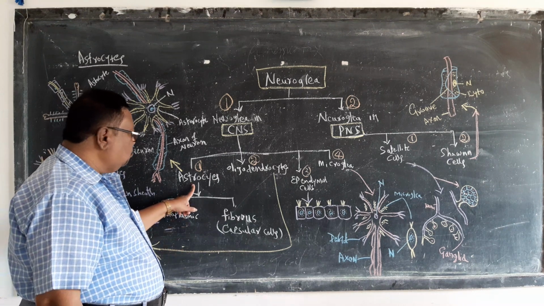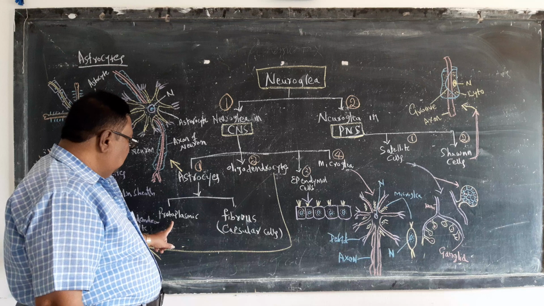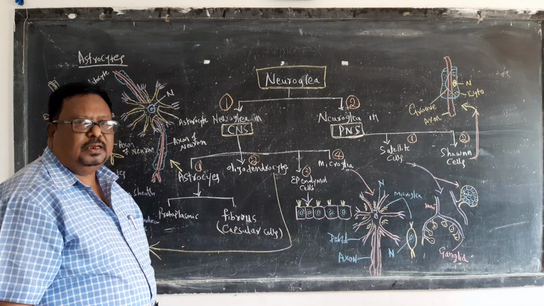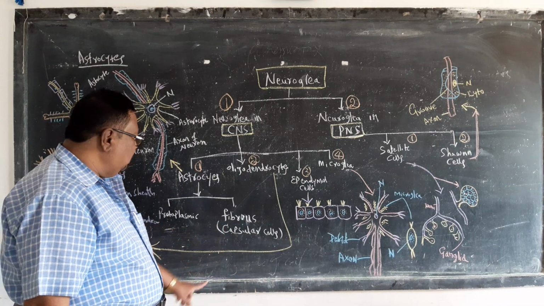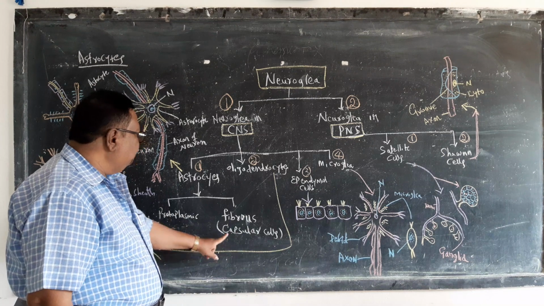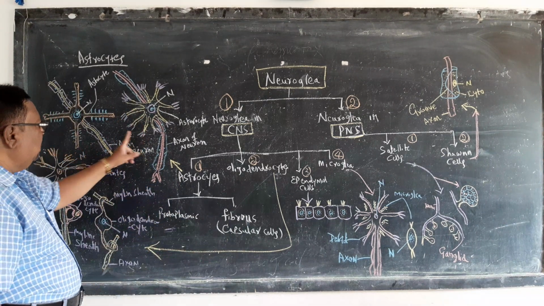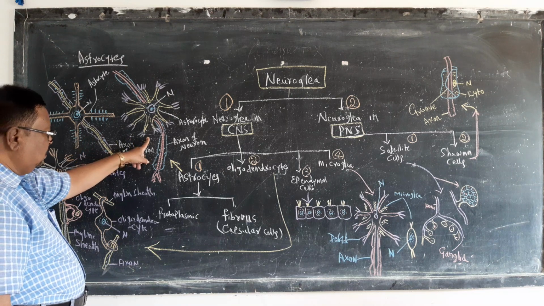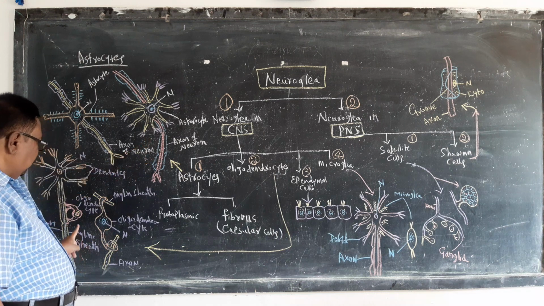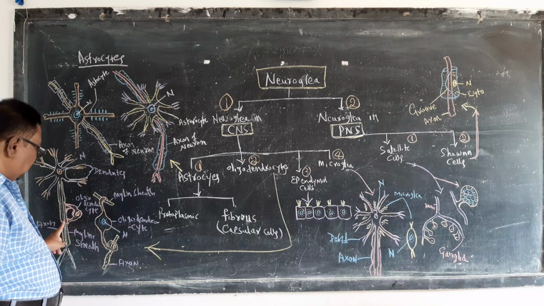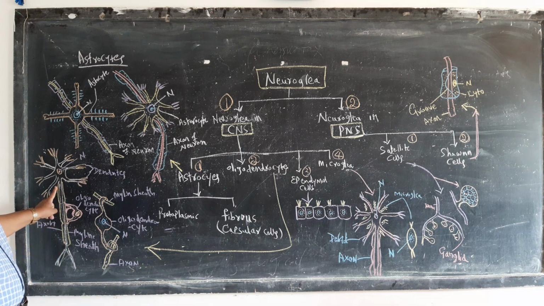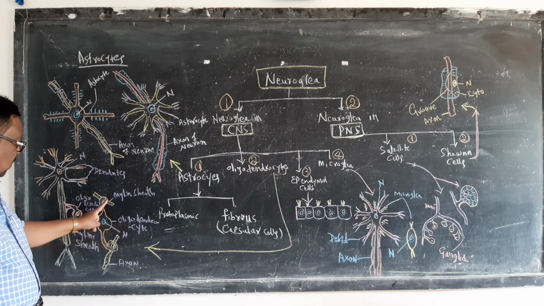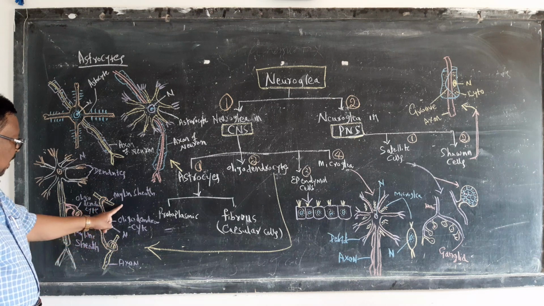Now coming to the first one, the astrocyte. This is of two types: protoplasmic astrocyte and fibrous astrocyte, or capsular astrocyte. So these are the protoplasmic astrocytes and the fibrous astrocytes, two types. Now the oligodendrocyte is a small cell which is present on the axon of the neuron. It is hanging on the myelin sheath of the axons of neurons.